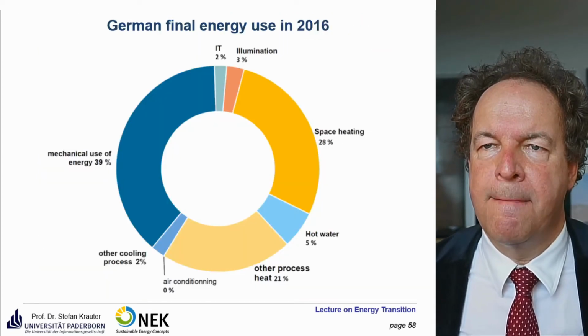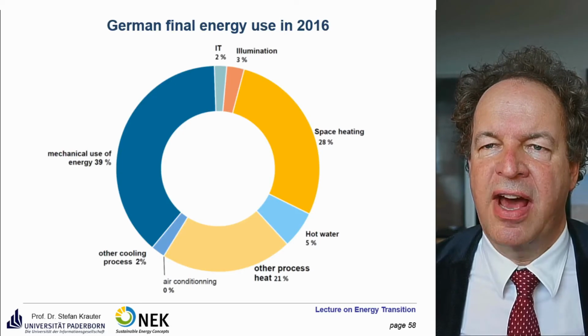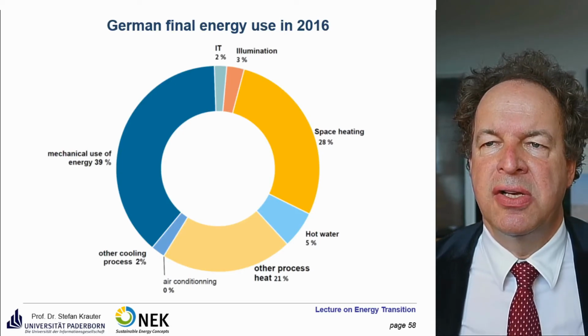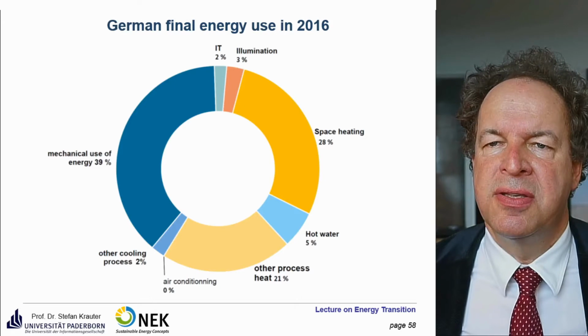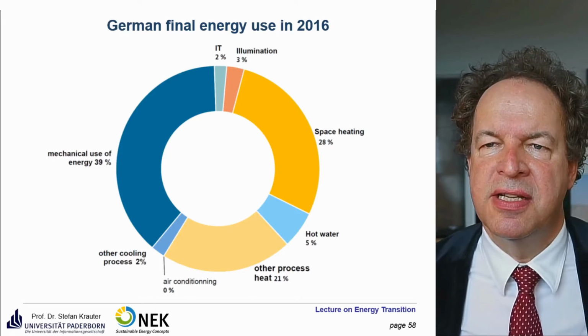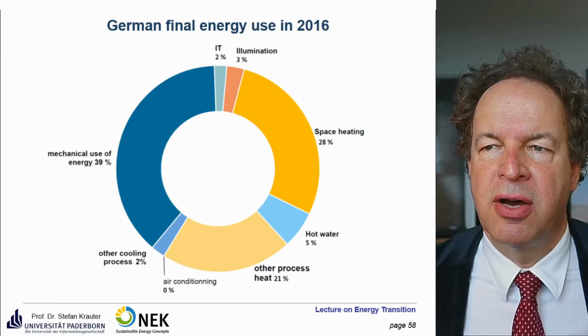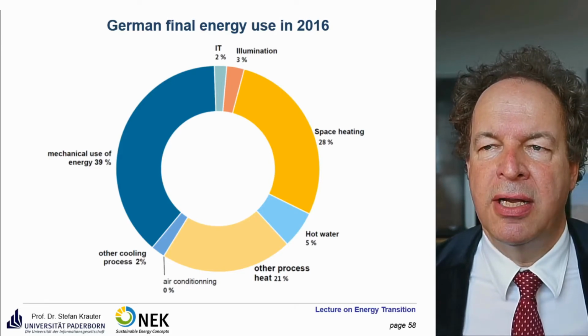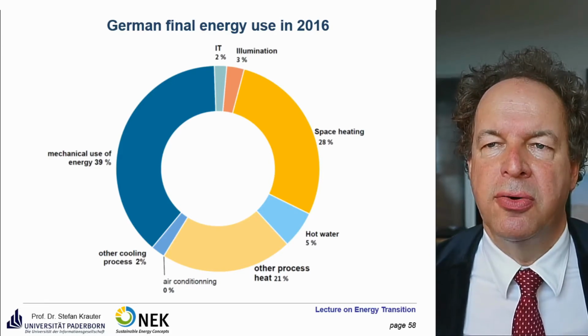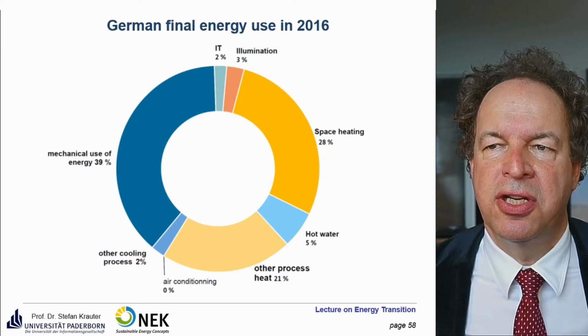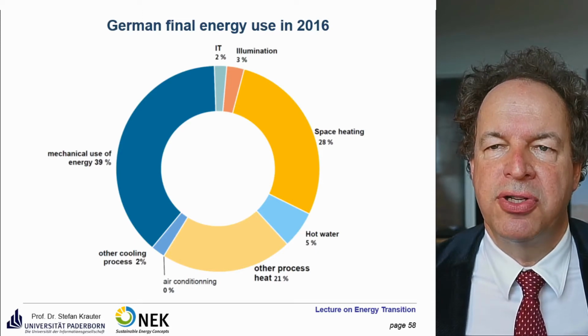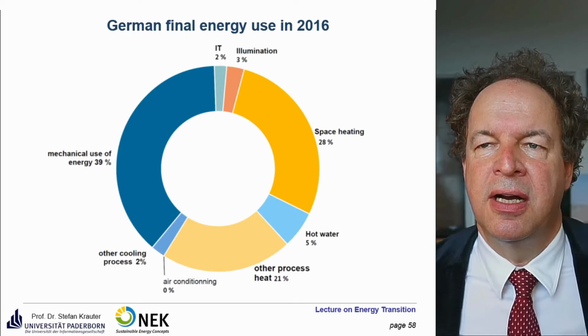So these are some examples of final energy use in Germany. You see that most is needed as mechanical use of energy. That's basically traffic, cars, and so on. They run on mineral oil. The efficiency is not very good. A conventional combustion engine only has an efficiency of about 30%, so 70% is converted into heat and wasted.